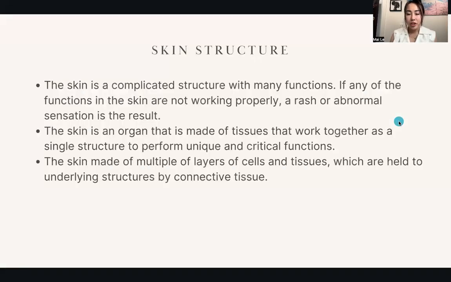Skin anatomy. In this chapter, we will talk a little bit about the skin structures, but because there are so many scientific terms, I'm not going to go into too much detail in this lecture. This is something you can read about if you want to know more about the skin structures. As we know, the skin is an organ made of tissues that work together as a single structure to perform critical functions. The skin has multiple layers of cells and tissues.